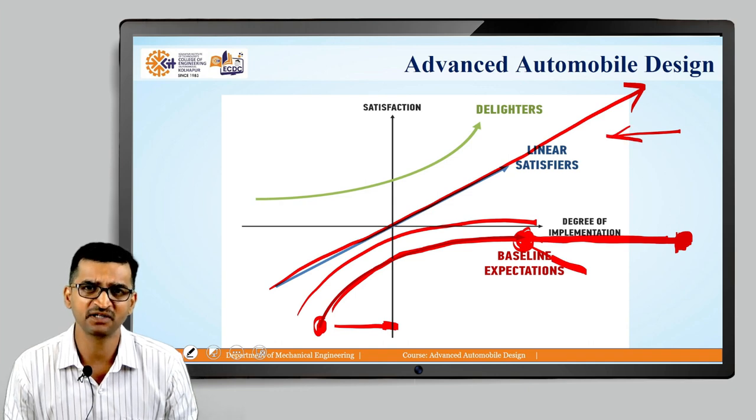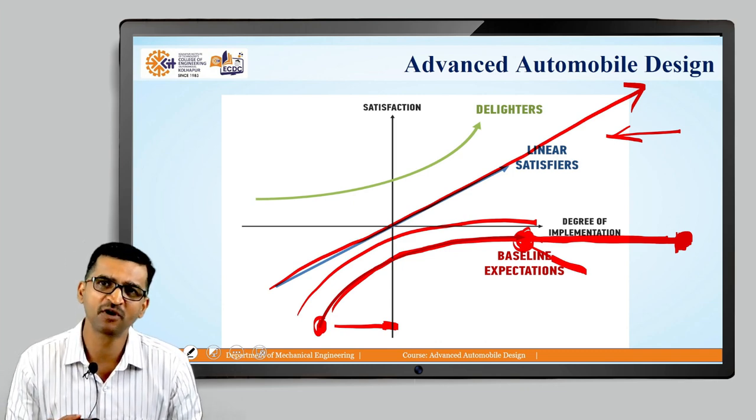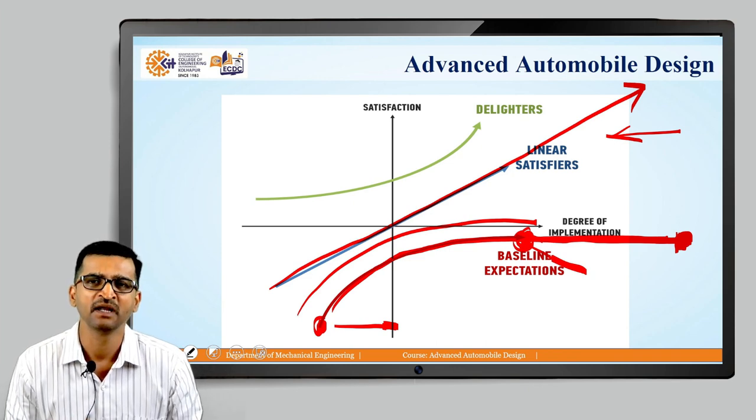Camera is a baseline expectation, it's okay, but the resolution of the camera is a linear satisfier. For example, 8 megapixel and 12 megapixel. People will be more happy with 12 megapixel. People will be still more happy with 16 megapixel and so on. And people are ready to pay some more amount if they are getting something better.